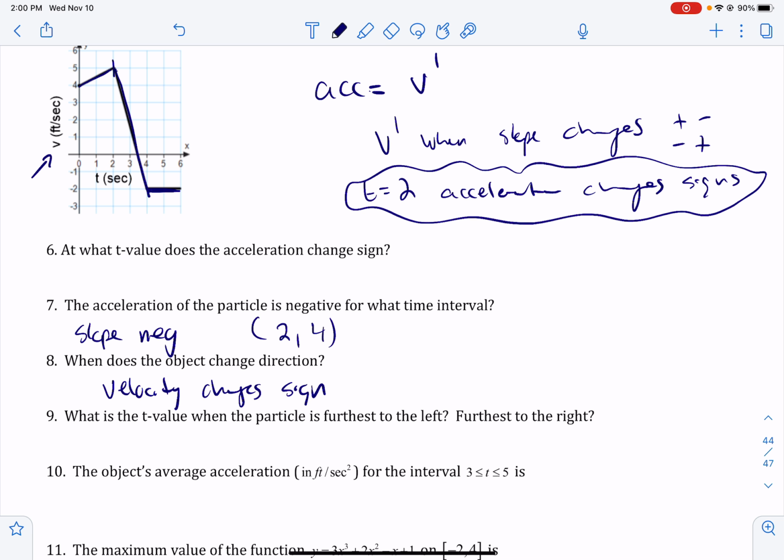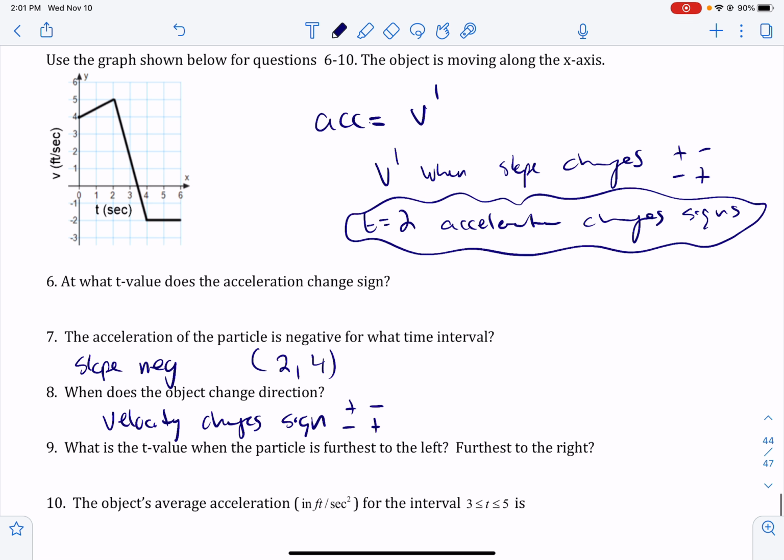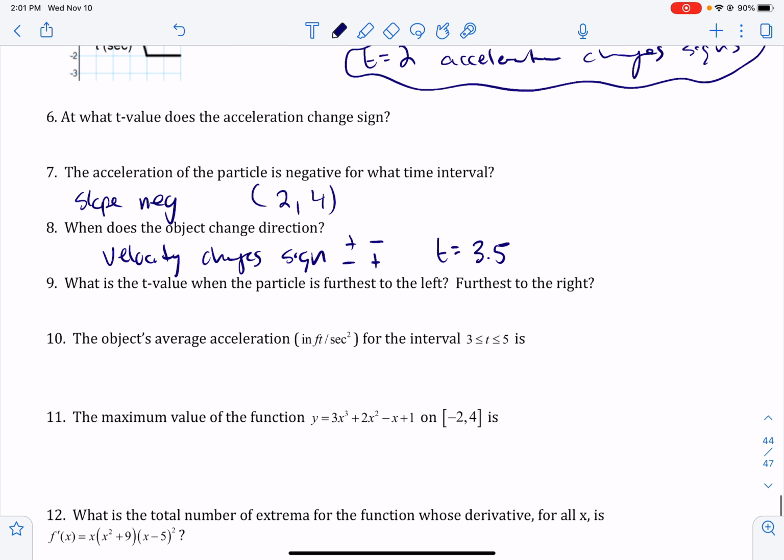My object changes direction when my velocity goes from positive to negative or negative to positive. Now, I've got to be careful because I'm not looking at the slopes. I'm looking at my values of velocity. So right here, I have positive velocity, positive, positive, positive, positive. And then right here at 3.5, I go from a positive velocity to a negative velocity, which means I am changing direction. So at t equals 3.5, or about 3.5, that's about as close as I can get, that is where I change signs.